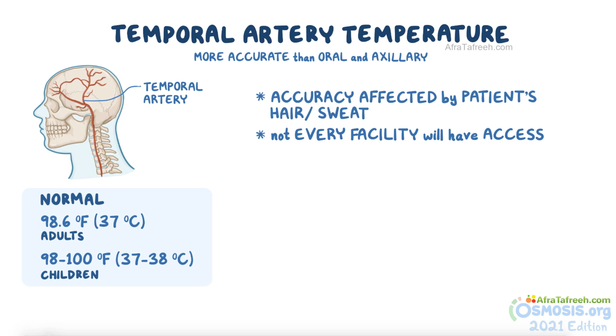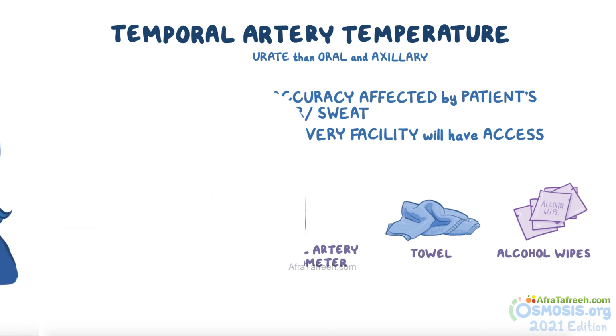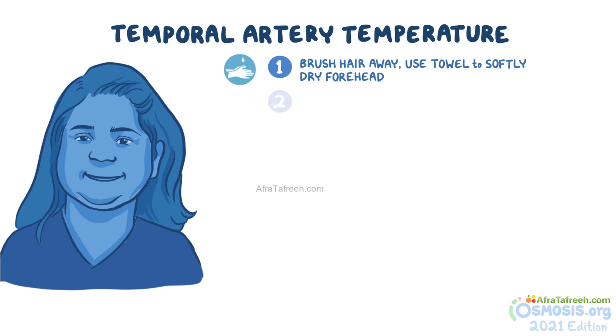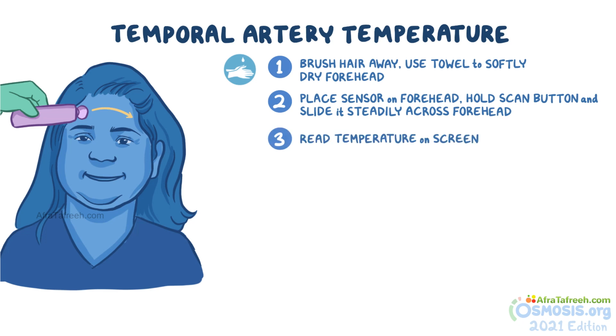Now, to obtain a temporal artery temperature, you'll need a temporal artery thermometer, a towel, and alcohol wipes. Start by practicing hand hygiene, brushing any hair away, and using a towel to softly dry the forehead. Then, place the sensor on the forehead, hold down the scan button, and slide it steadily across the forehead. You can then read the temperature on the screen.